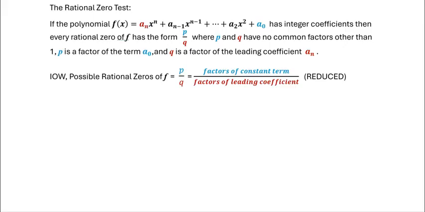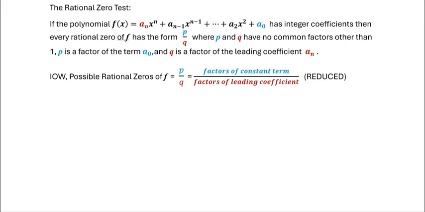We are going to review some tools that will help us find all the zeros of a polynomial function. The tools we're going to look at today are the rational zero test, Descartes' rule of signs, and the upper and lower bound rules. Some of this is review, some of this may be new to you, but these are tools to help you figure out what the zeros of a polynomial are more easily.